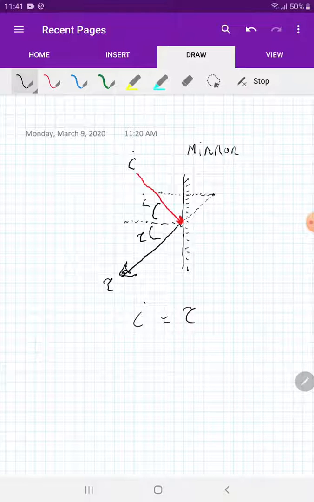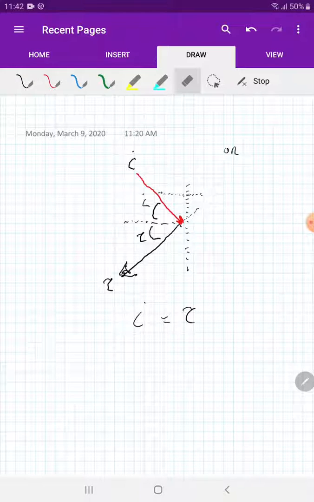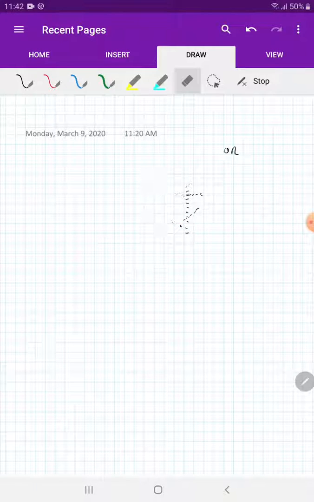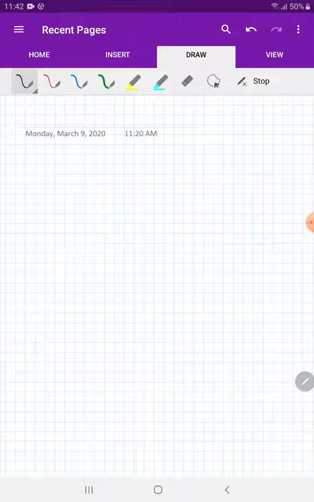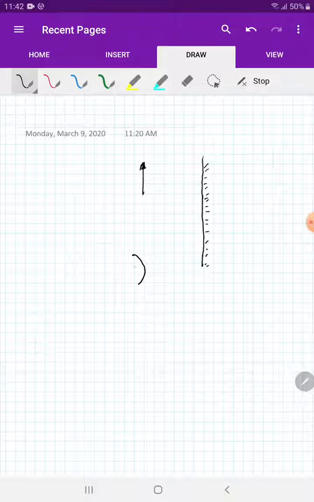Now let's see how it works when we have an object. Again, I draw a mirror. Now let's take a simple object, just an arrow, like here. That's our object. And let's say I'm sitting here with my eye, so from this point I'm going to see the arrow.